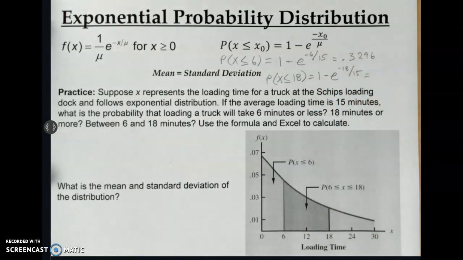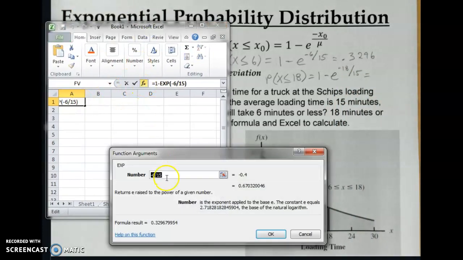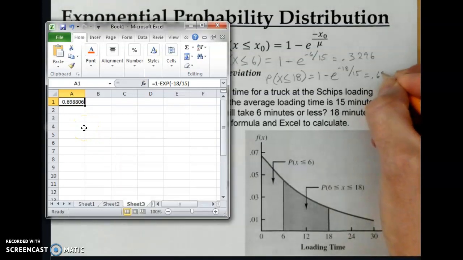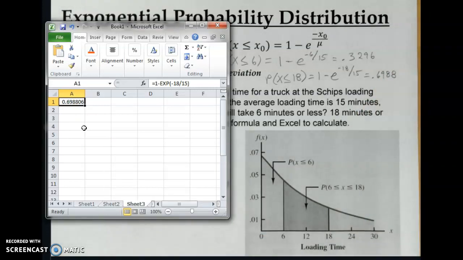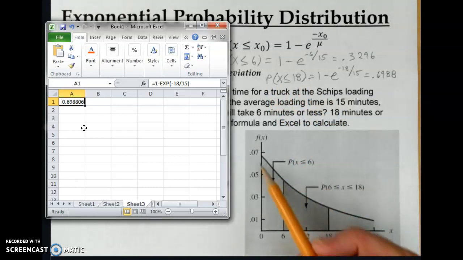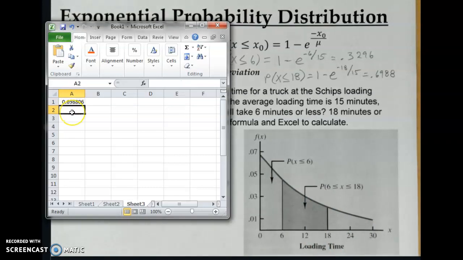If you do that in Excel, I can actually just change my formula here a bit. Instead of 6, I can put negative 18 over 15. And I get 0.6988. So that's the probability of getting an x value less than or equal to 18. That's this area here. If I want this area, I just subtract this number from 1. So I'll put equals 1 minus this, and I get 0.3011.